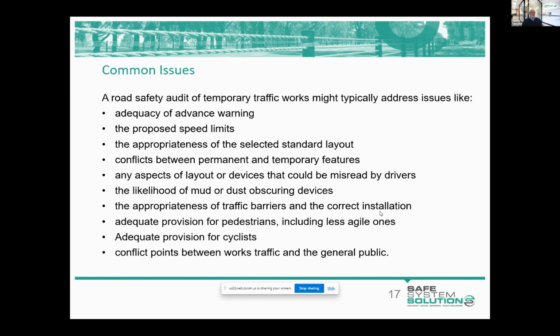The appropriateness of the traffic barriers, have they been installed as per the manufacturer's specification? And that's so important to ask that question. Have the provisions for the pedestrians, less agile ones, been provided? Is there adequacy for the cyclists, have conflict points been managed?